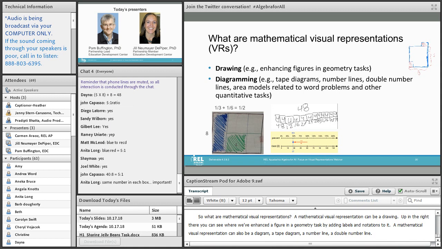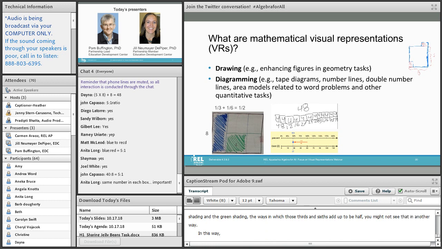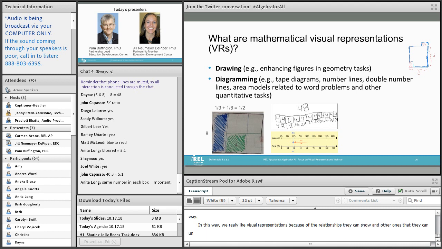Visual representations can help show relationships that weren't as apparent otherwise. For example, in the one on the left where you can see the blue shading and the green shading, the ways in which those thirds and sixths add up to be half, you might not see that in another way. In this way, we really like visual representations because of the relationships they can show and other ones that they can unearth and present that might not have been apparent before. You know, hidden relationships, maybe.